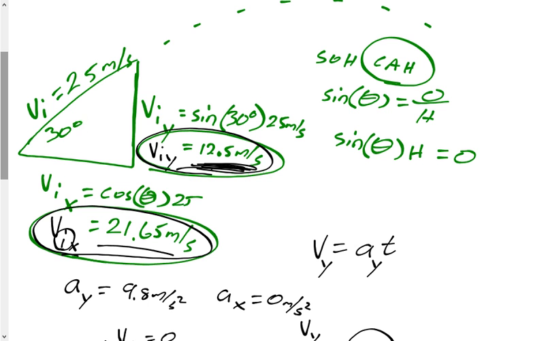There is no acceleration in the x direction, whereas there is acceleration in the y direction. That's why we have to break down these components in the way that we do. Because gravity affects only the vertical direction, it does not affect the horizontal direction at all.